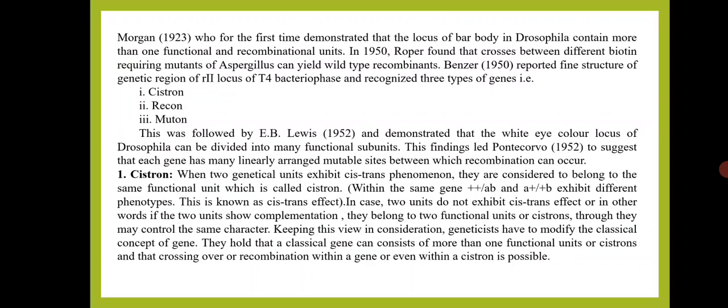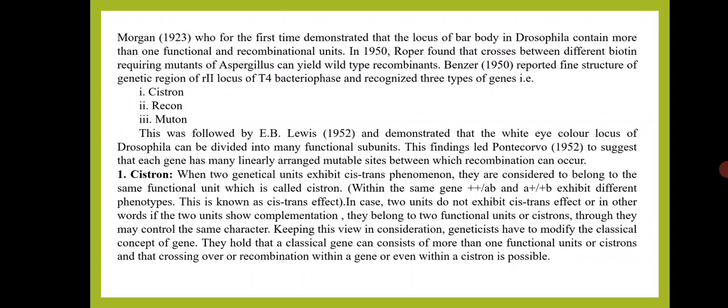In the year 1923, Morgan first demonstrated that the locus of the bar eye in Drosophila contains more than one functional and recombinational unit. In 1950, Roper found that crosses between different biotin requiring mutants of Aspergillus can yield wild type recombinants.